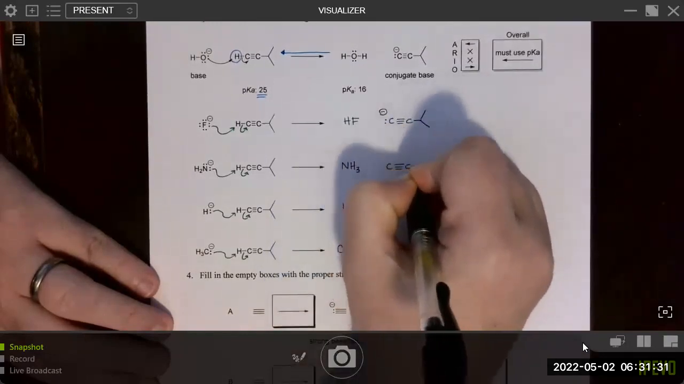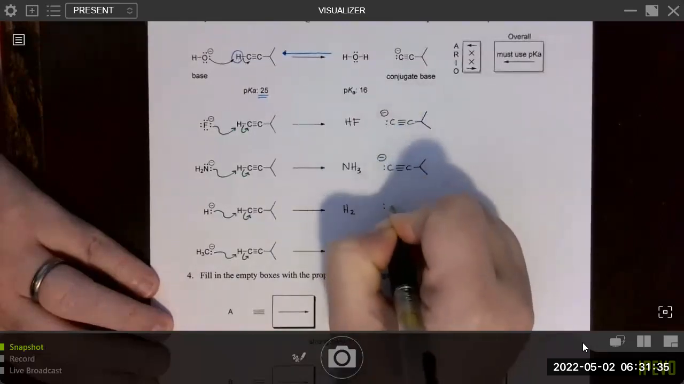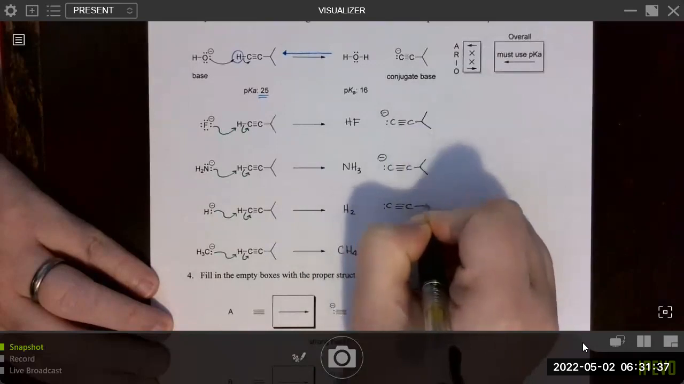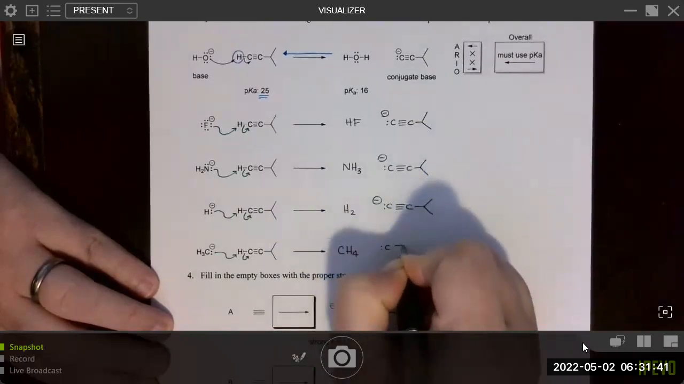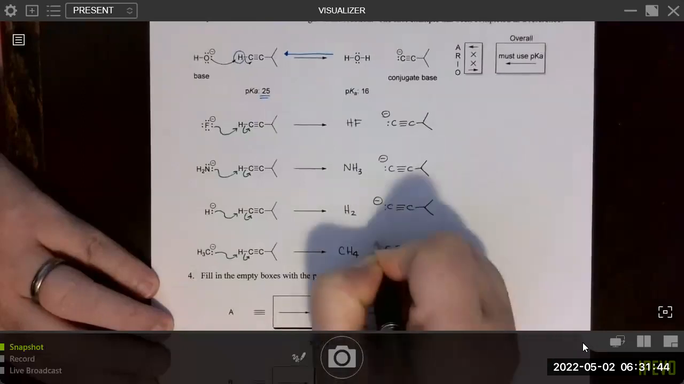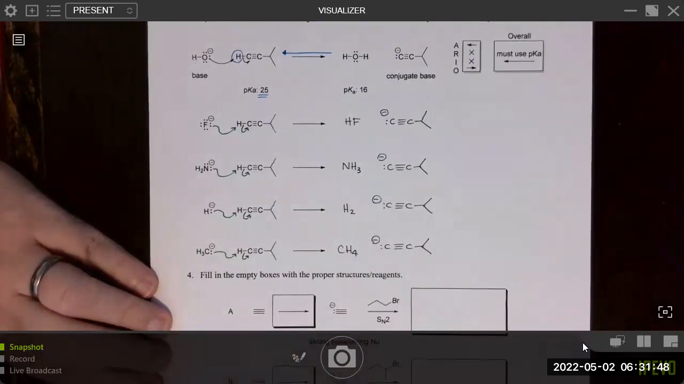Go ahead and draw this in. Again, you don't have to draw in these C's. Sometimes it's useful for alkynes, but you don't have to draw them in, and they won't always be drawn in. Okay, so what we want to know are what are the pKa values, right?